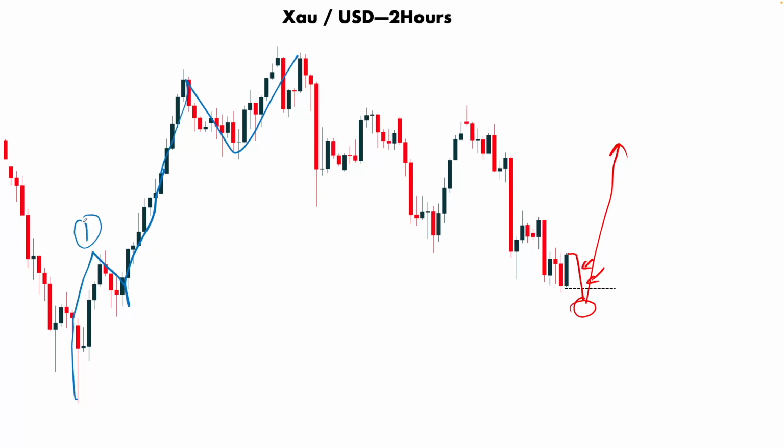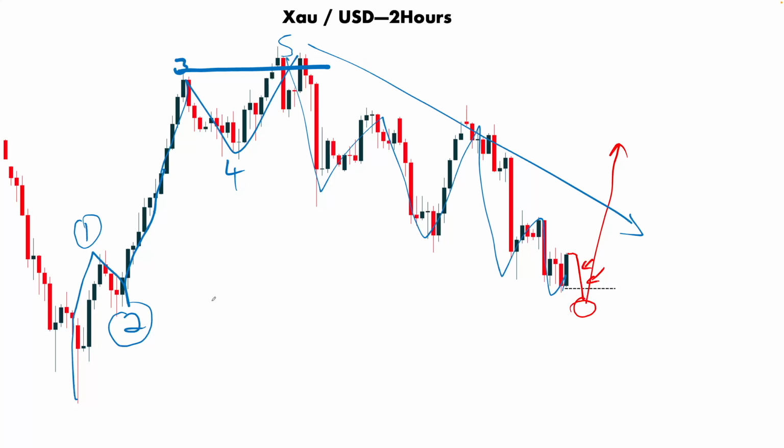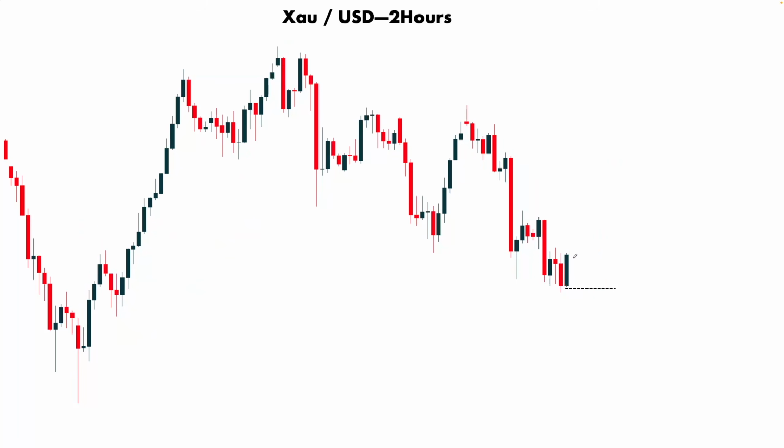We have 1, 2, 3, 4, and 5. And we can see here, this was just a correction, the zigzag correction. You can clearly see that this move is very slow, but the move here is very quick to the upside. So right now we have to see the lower time frame doing something like this before we can see a move to the upside. So let's look at the lower time frame and see what's going to happen.